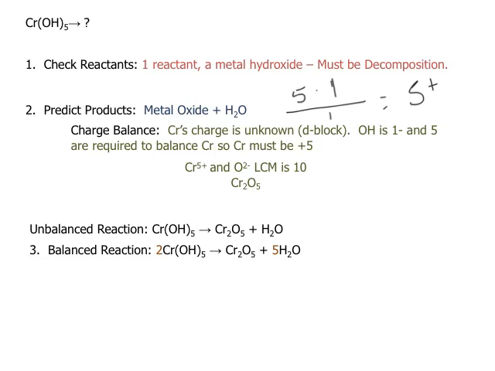Look for anything that's not balanced. I have 2 Crs, so I put this guy there. That gives me 2 times 5 times 1 hydrogen, so that's a total of 10 hydrogens. So I need to make there be 10 hydrogens there.